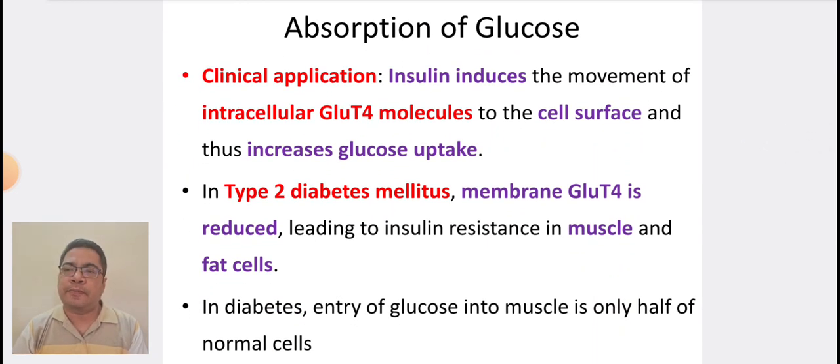Clinical application. Insulin induces the movement of the intracellular GLUT4 molecules to the cell surface and thus increases the glucose uptake. In type 2 diabetes mellitus, membrane GLUT4 is reduced, leading to insulin resistance in muscles and fat cells. In diabetes, entry of glucose into muscle is only half of that in normal cells.